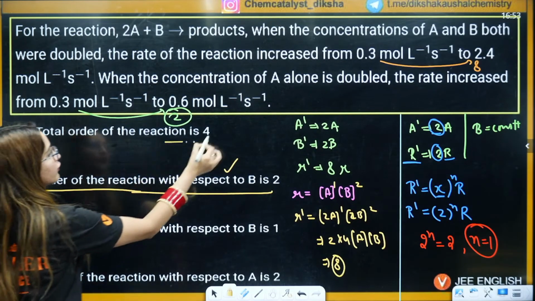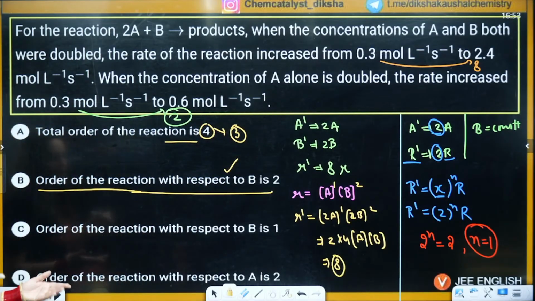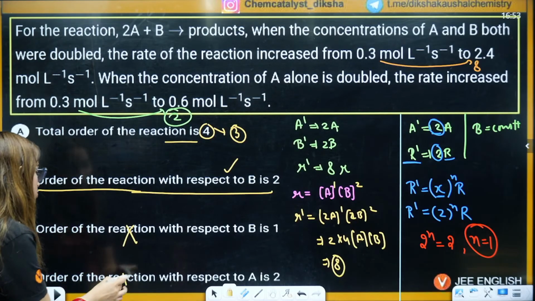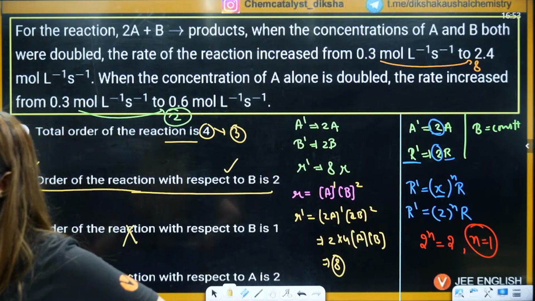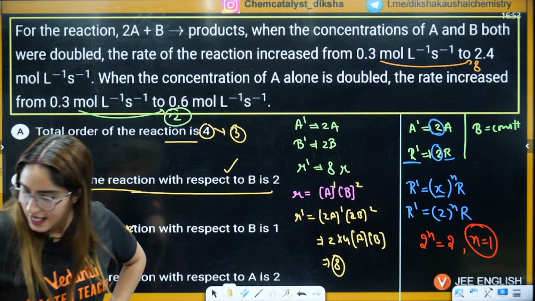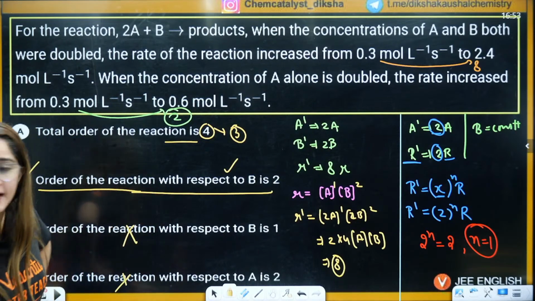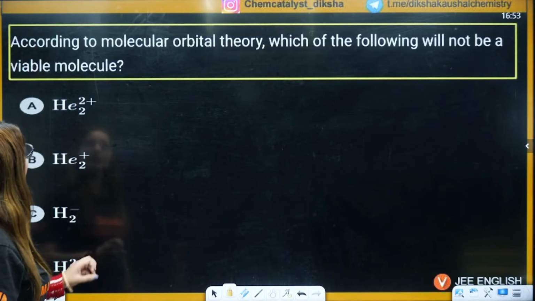Total order of reaction is not 4, it is 3, right? Order of reaction with respect to B is 1, that is not true. Order of reaction with respect to A is 2, that is also not true. So the answer will be B. Is that clear? Okay, students, B is the correct answer. Okay, let us talk about the next question here.